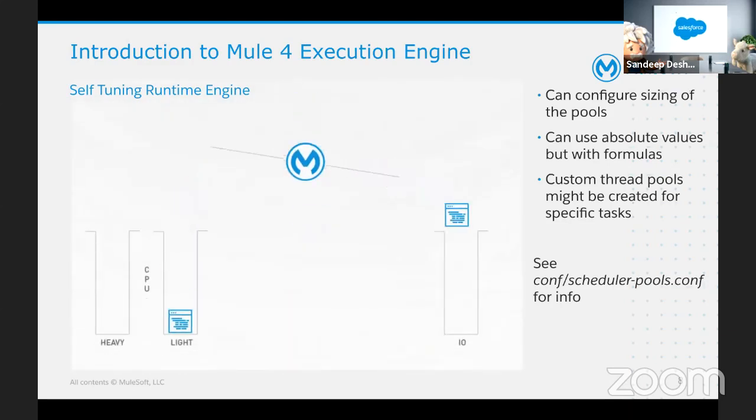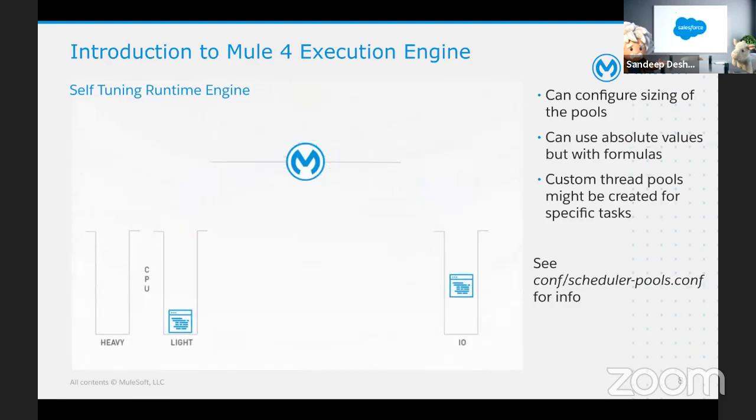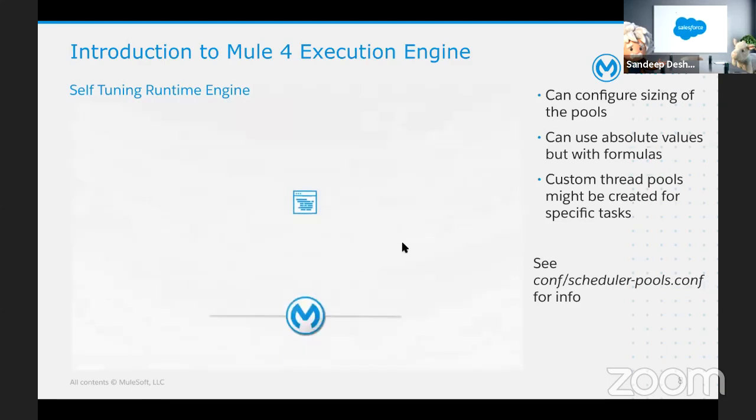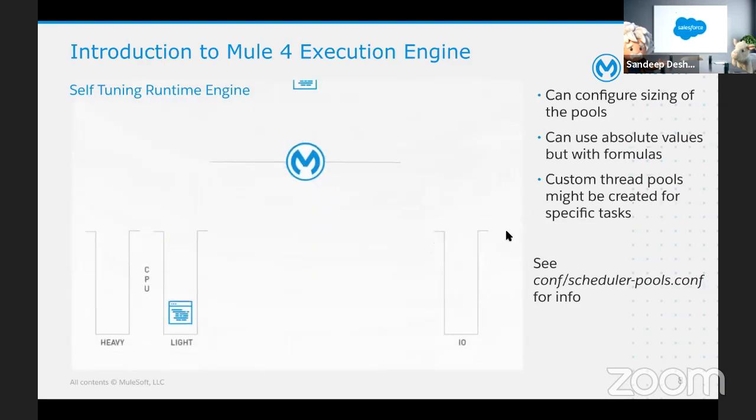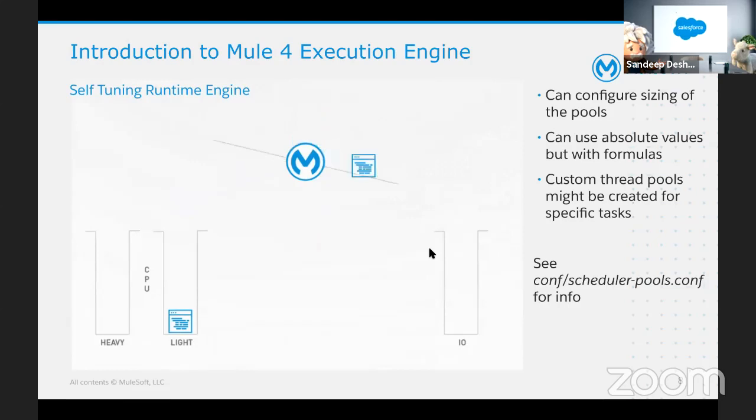we have the code in our open source GitHub repository. You can go there and understand how many threads are allocated for each core of your runtime. And if you are on-prem, you can easily go to the conf folder, scheduler pools conf, and there you will see how many threads are allocated for your runtime.